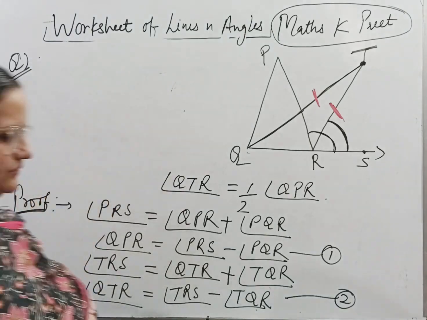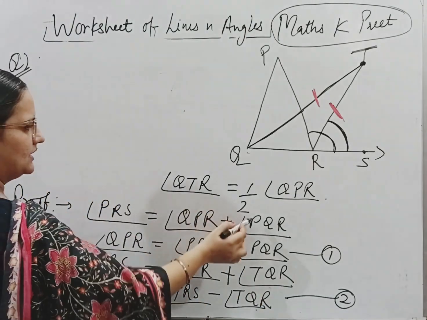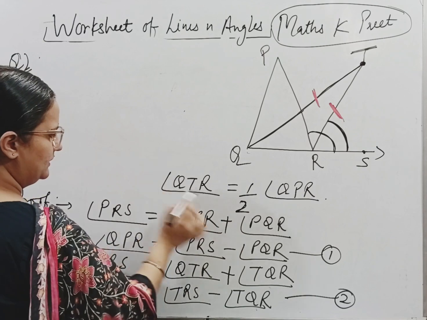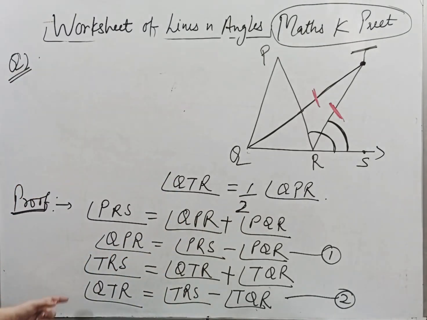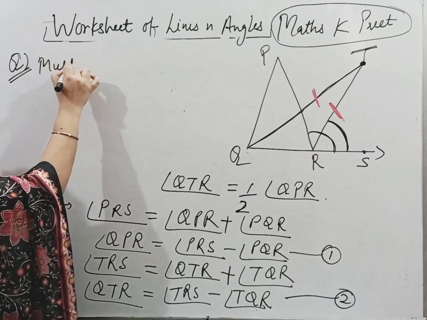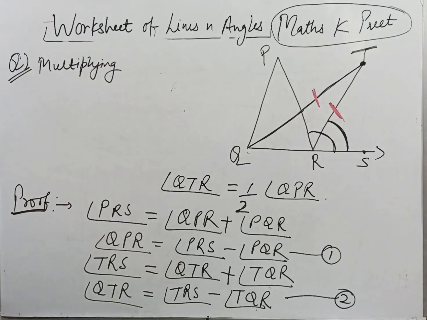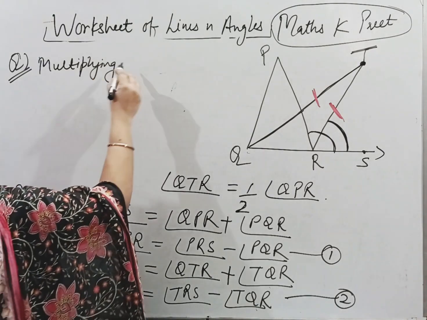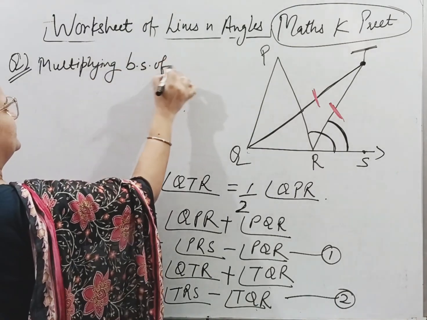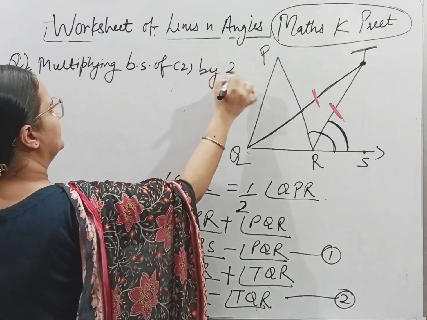Now in the question we have to find QTR is half of QPR, or 2 QTR equals QPR. I can take this 2 here, 2 QTR. This is my QTR. I'll multiply both the sides of number 2 by 2. This is the way we can approach the result. This way we have to think.